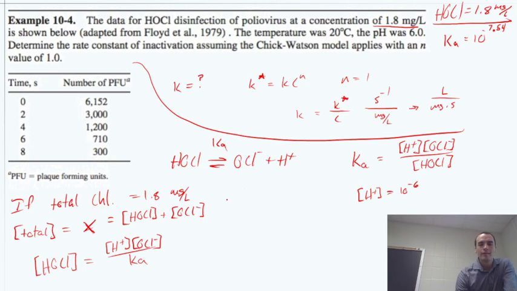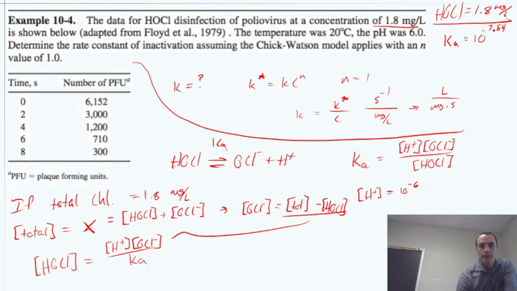So then we could rewrite this to say OCl minus equals, I'm just going to write total instead of putting it as X, the total chlorine minus HOCl. And then we could substitute that into there and then solve for HOCl again to get HOCl by itself again. So more algebra, but it is all just algebra on that front. Okay, but none of that is dealing with the data yet.